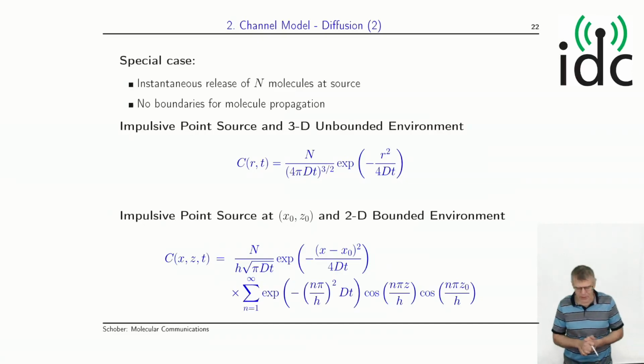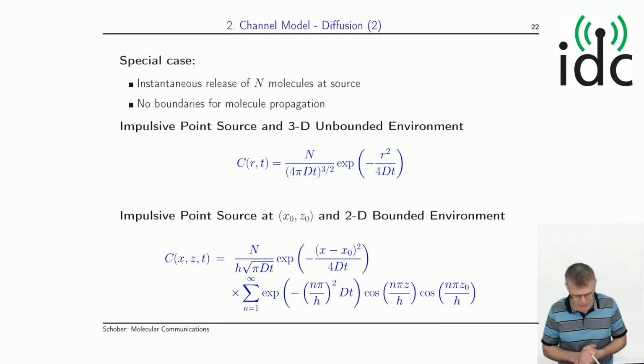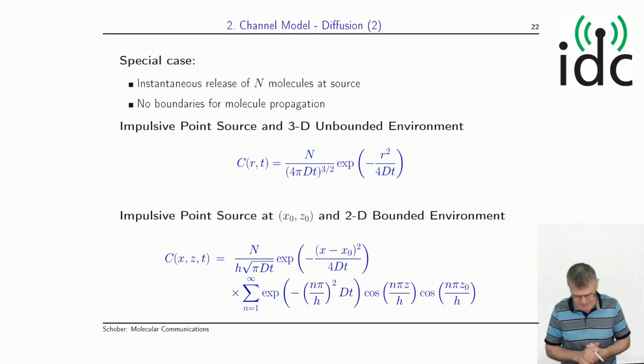Now, there's one exception where actually the expression that you get for the concentration of the molecules is quite neat, and this is the special case where we release the molecules instantaneously, right? So we release N molecules instantaneously from a point source. And there are no boundaries in the environment, right? So this would correspond to the case where you have a drop of ink. You put this drop of ink in the middle of the ocean, at a certain depth, and then see how the ink molecules develop over time and space, right? So how they move over time and space. This would be basically an example for this scenario.